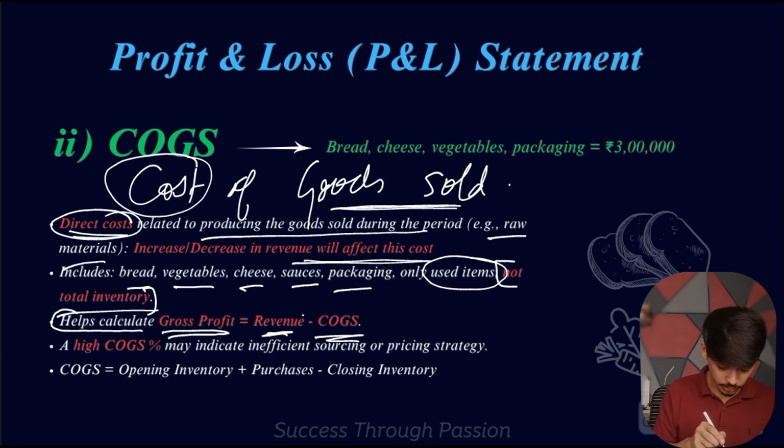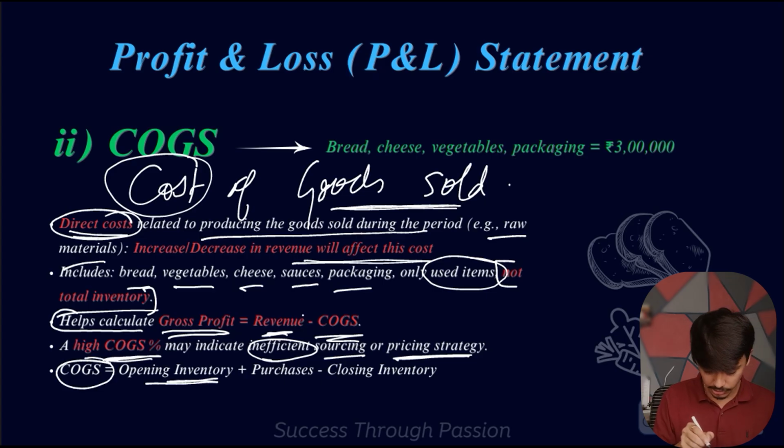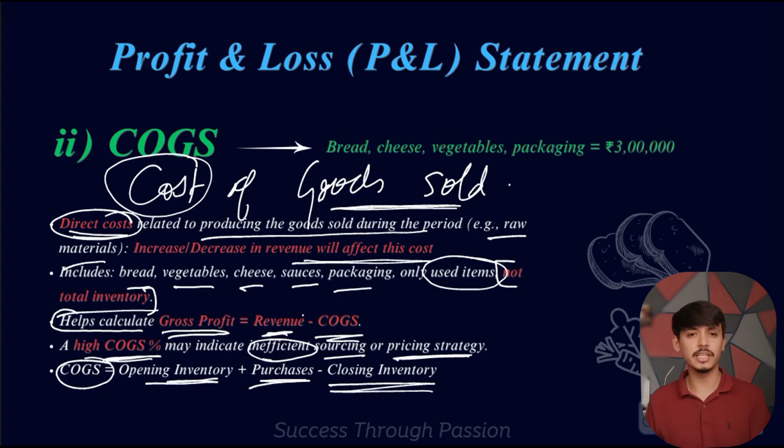Point number 4, a high COGS percentage may indicate inefficient sourcing or pricing strategy. Here COGS percentage means how much of revenue you are incurring towards raw material. If that percentage is very high, you are having an inefficient sourcing. So this means that you are purchasing your raw material at a very high rate, or you are selling your products at a very low rate. And the formula of COGS is opening inventory plus purchases minus closing inventory. This we will understand when we create the entire balance sheet and when we get understanding of the term inventory.